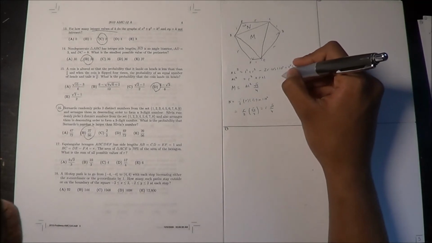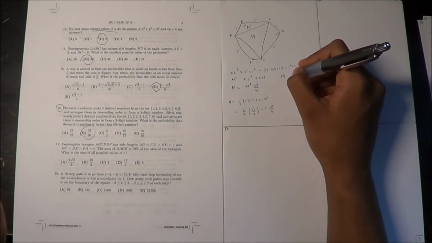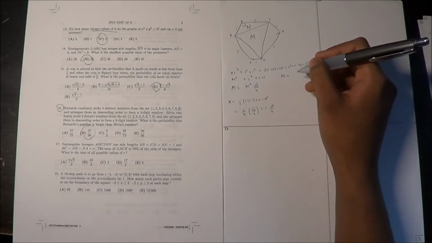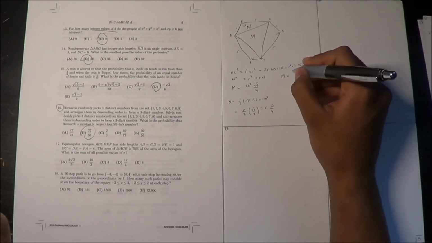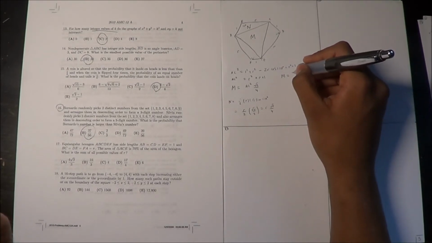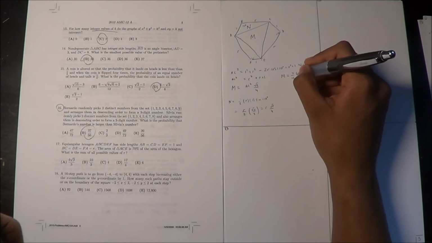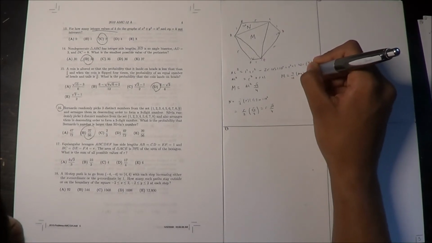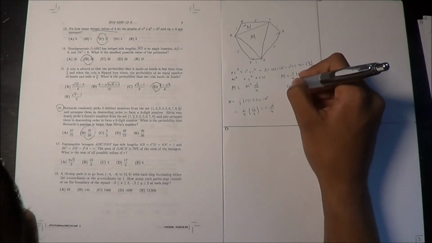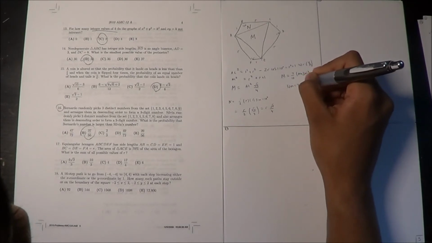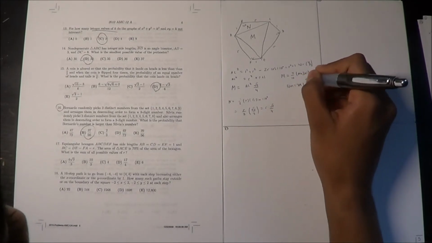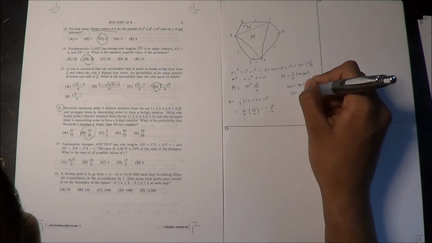So that means that M is 7/10 of the whole area, which is M plus 3N. 10M equals 7M plus 21N. 3M equals 21N. M equals 7N.